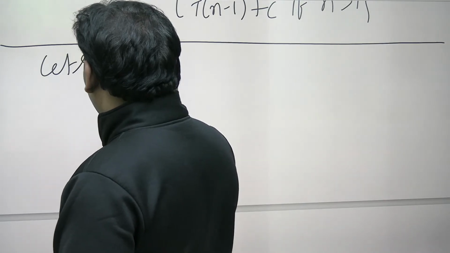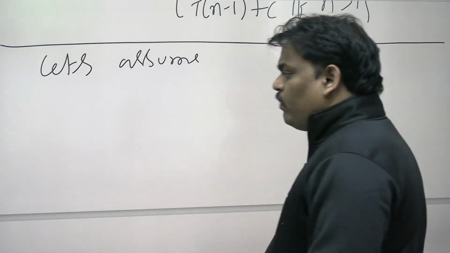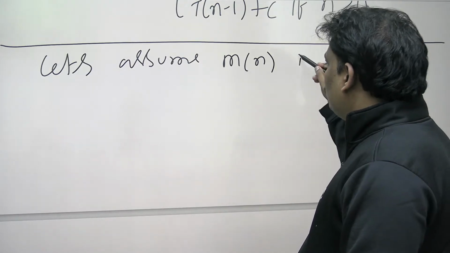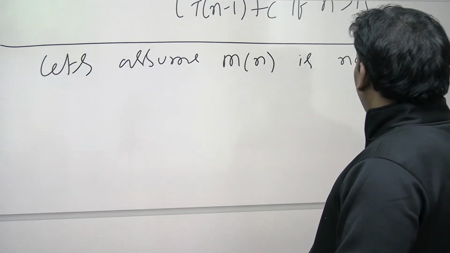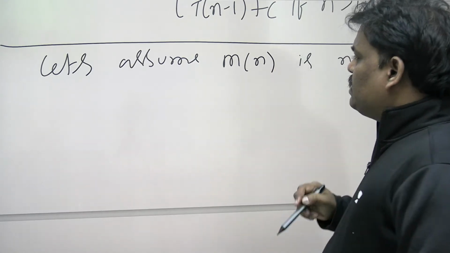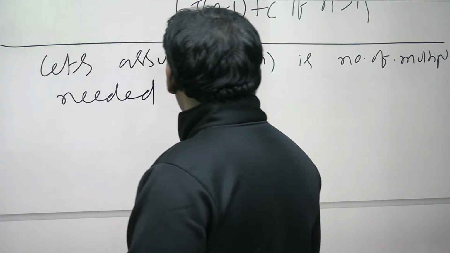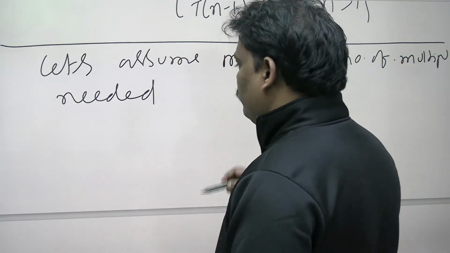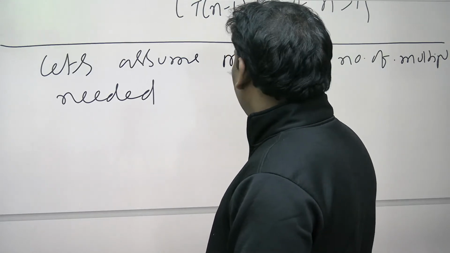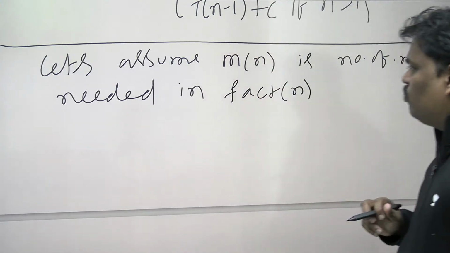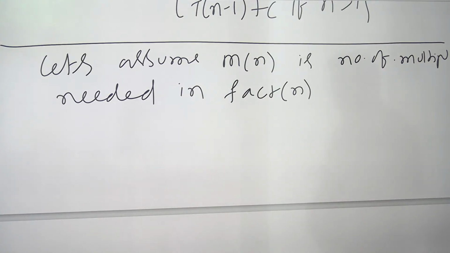Careful everyone. Let's assume M of n is the number of multiplications needed in fact of n. Right, that is the thing.